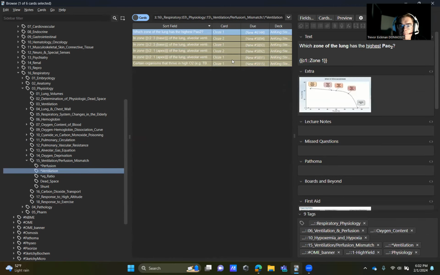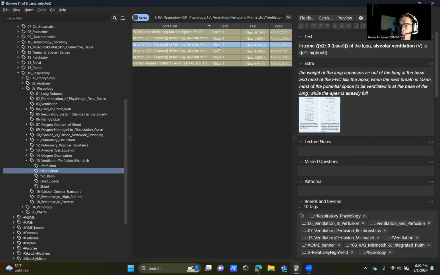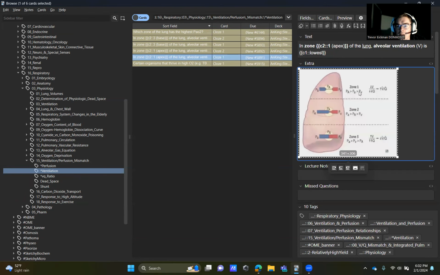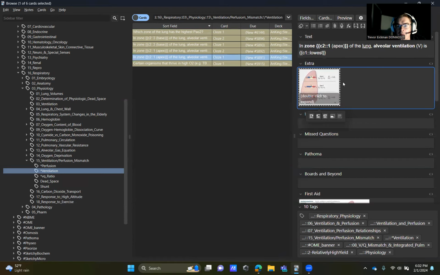Perfusion, grab them all. Ventilation, I didn't pick up any of these, and that's just because a lot of the cards didn't match with what was in the lecture. So, like, when this says that ventilation is the lowest in the apex, I don't know. It doesn't fit, because if ventilation is the lowest, then the V in this equation should be high, like the arrow pointing up. I feel like it didn't match. So that's why I didn't activate any cards here.